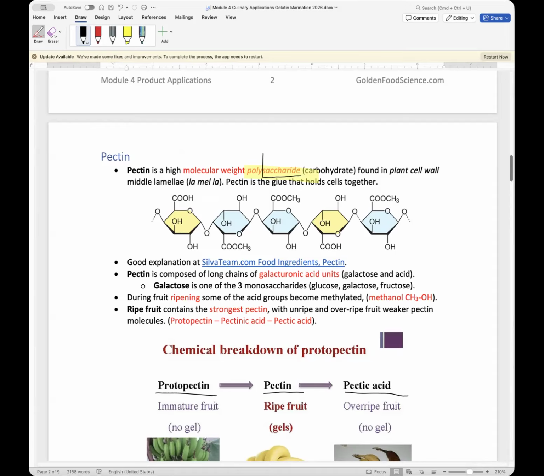But in the case of pectin, it's galactose, or what we say is galacturonic acid units. Galactose is the sugar. If we remember back from when we studied sugar, the three monosaccharides are glucose, fructose, and galactose, right? Glucose, fructose, and galactose are the three monosaccharides. So this one is a long chain of galactose molecules hooked together.